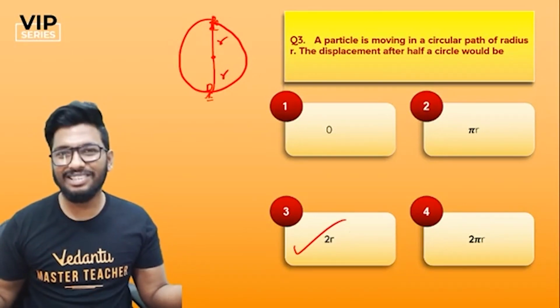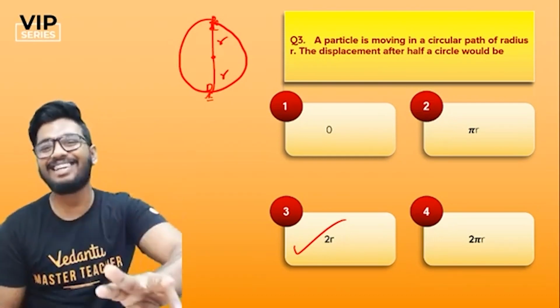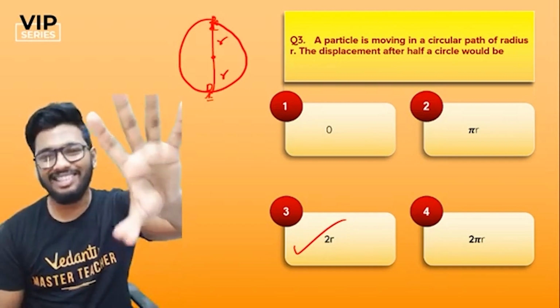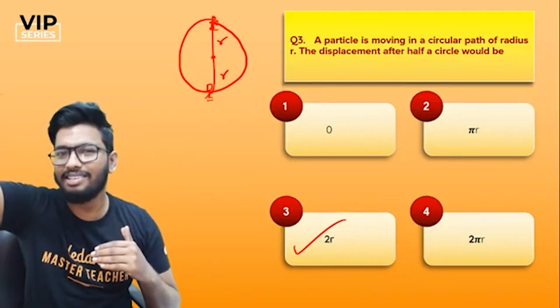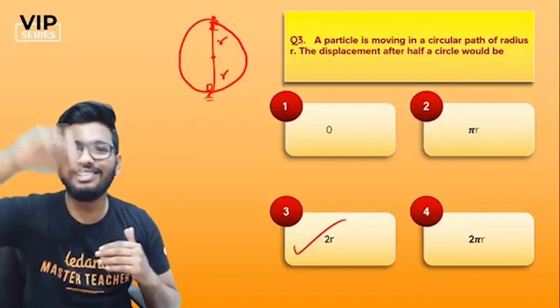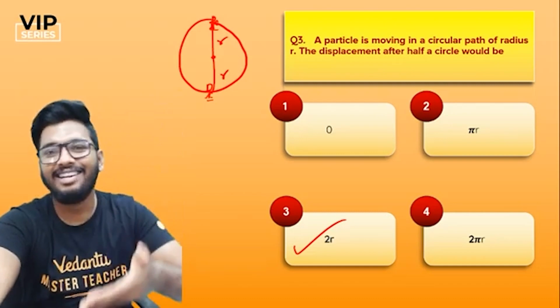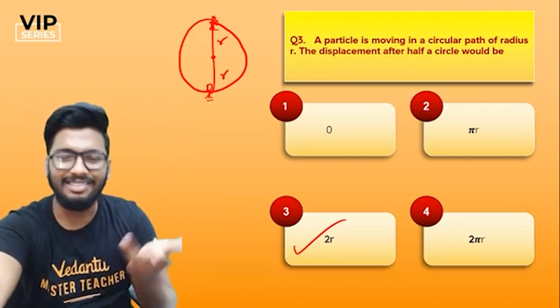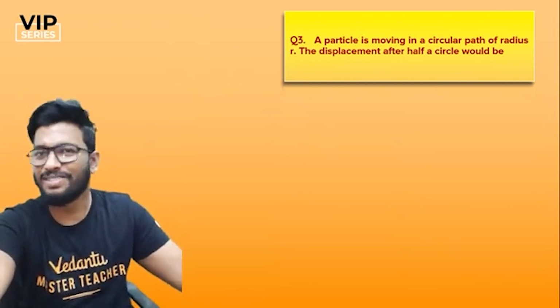Yet another easy question that takes hardly 3 seconds to solve. Trust me, it hardly takes 3 seconds to solve. But for your explanation, I'm telling you this. Because it's half the circle, imagine a semicircle. So what is the distance from the initial position to the final position? That's nothing but 2r, because it's nothing but the diameter, in other words. And diameter is always twice the length of the radius. So that is the answer.